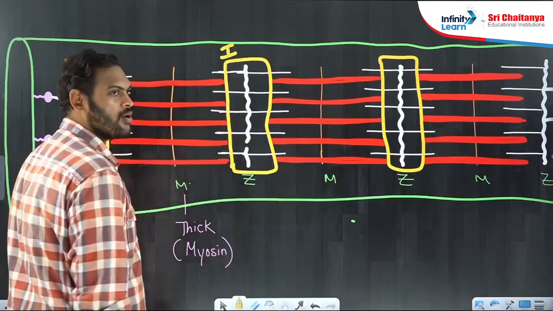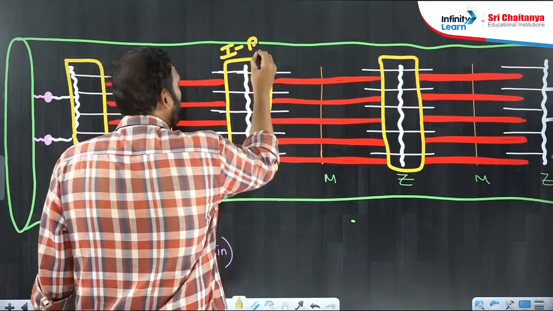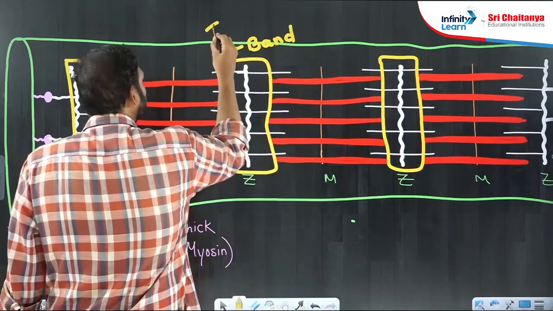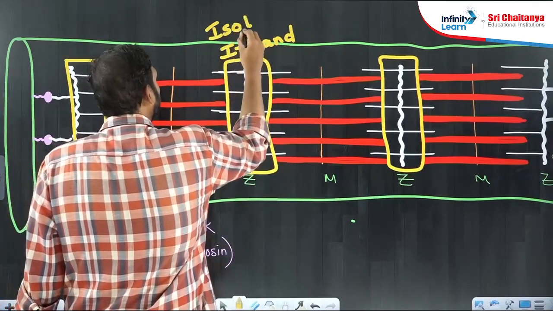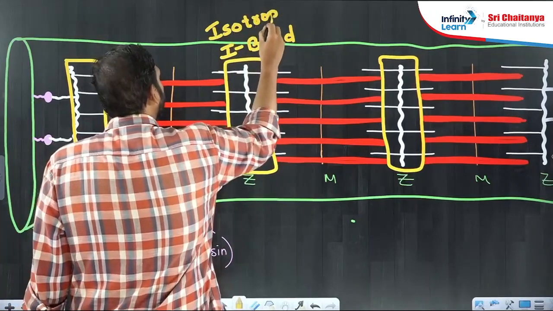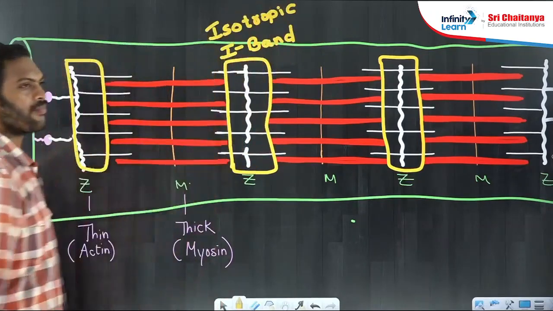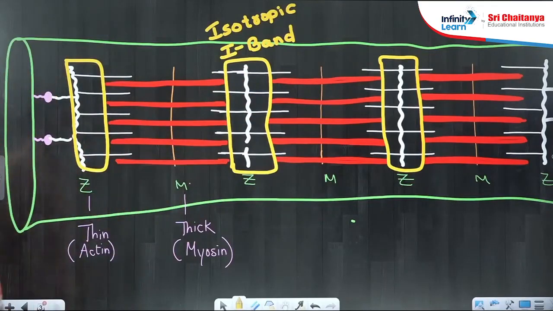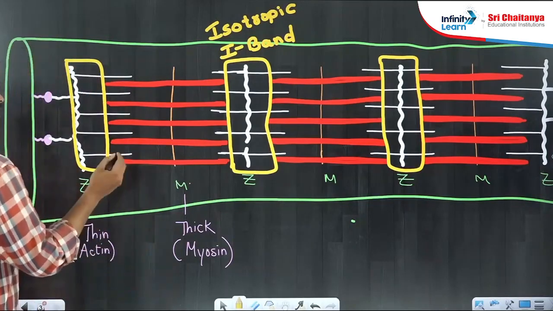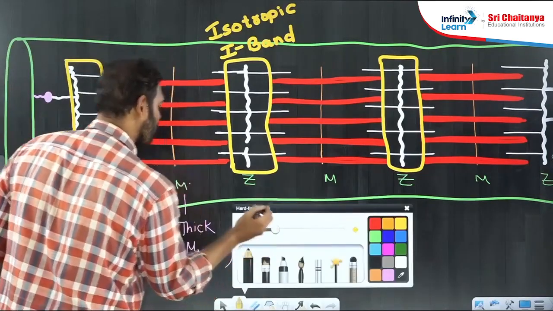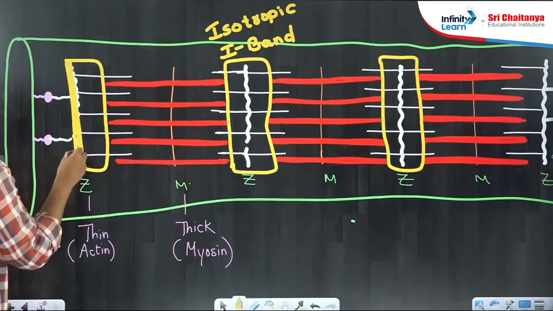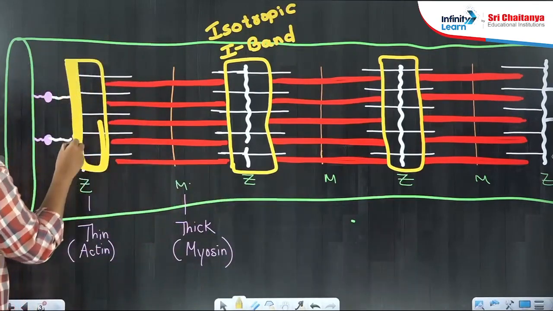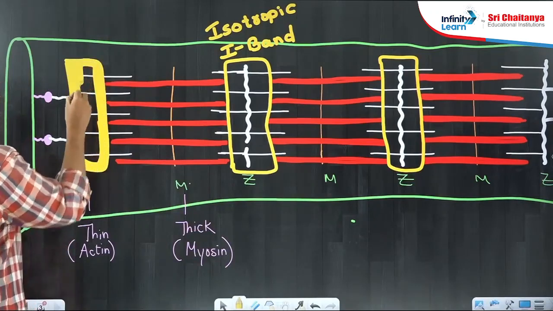So as all filaments at this point were exactly the same, we refer to this structure as isotropic, simply I band. I stands for isotropic. Iso means same. This is isotropic band. So let us color it. We can color it, no issues. Just color it with yellow. That will do. This is isotropic band.